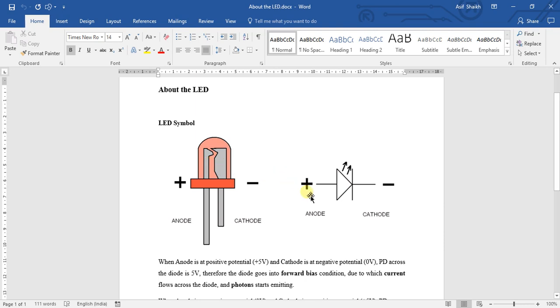Now the anode is the positive terminal of the LED and the cathode is the negative terminal of the LED. LED is nothing but a light emitting diode having two terminals. Now we need to understand how an LED works. Let's see with the help of this simulation on Proteus.